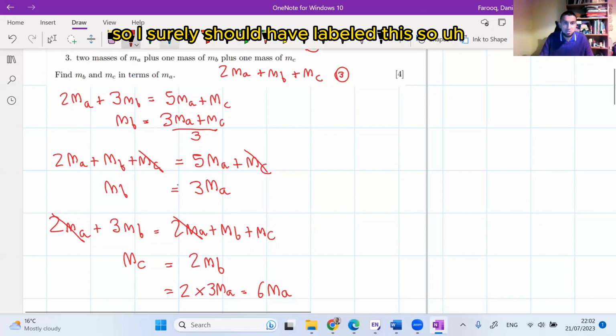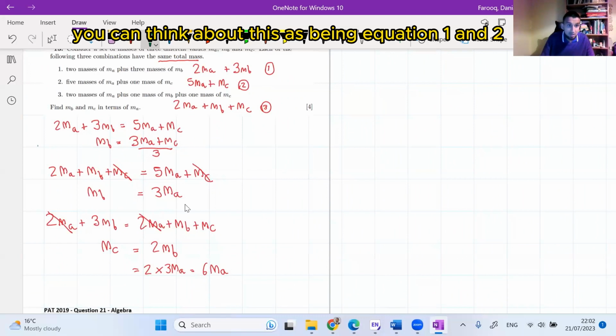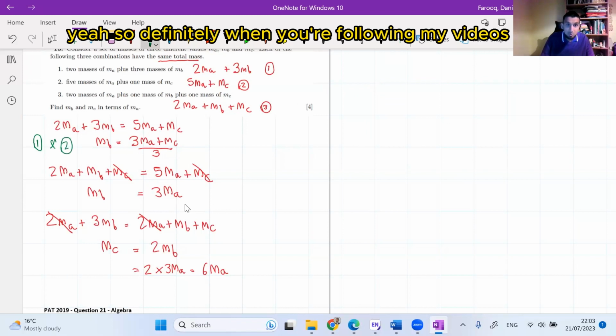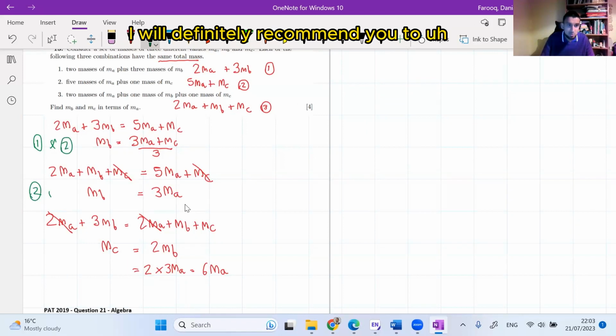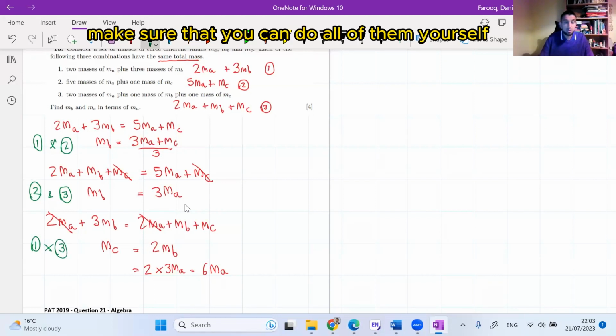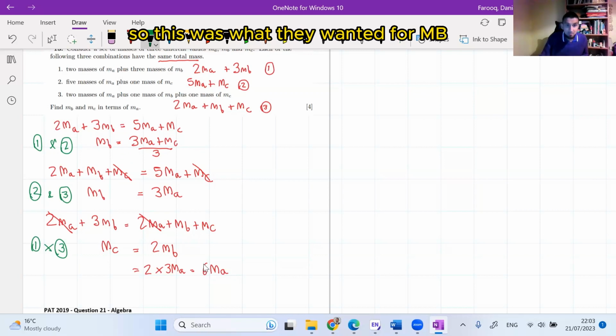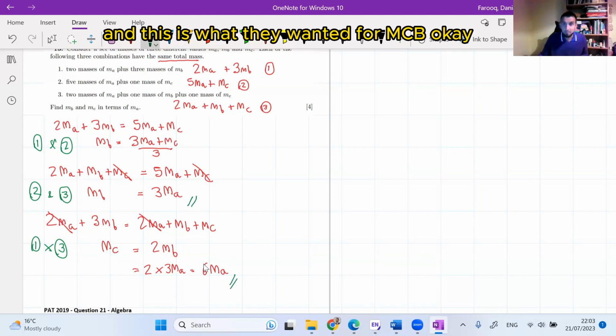Okay, so I really should have labeled this. If you are looking at this and you want to try it again yourself, you can think about this as being equation 1 and 2. Definitely when you're following my videos, I will recommend you try the questions again and rewind and make sure that you can do all of them yourself. So that's equation 1 and 2, and we rearranged and solved, and then we got an equation for Mb, 2 and 3 and 1 and 3, and we got the answer. So this was what they wanted for Mb, and this is what they wanted for Mc.